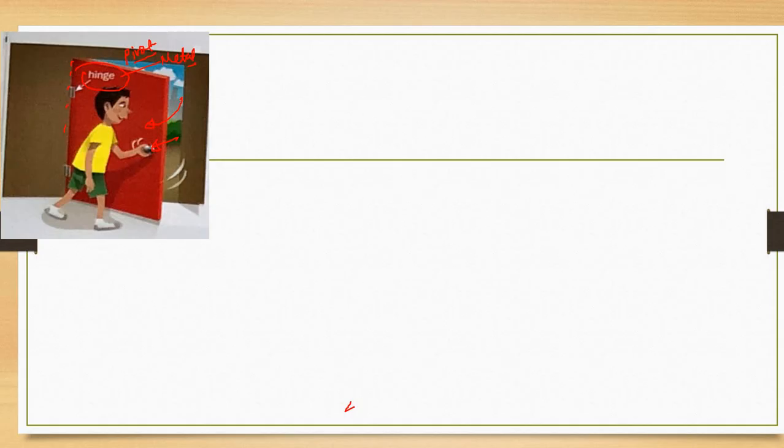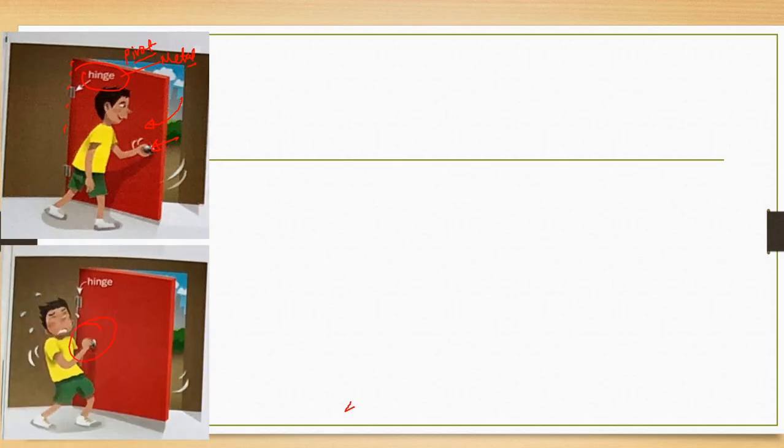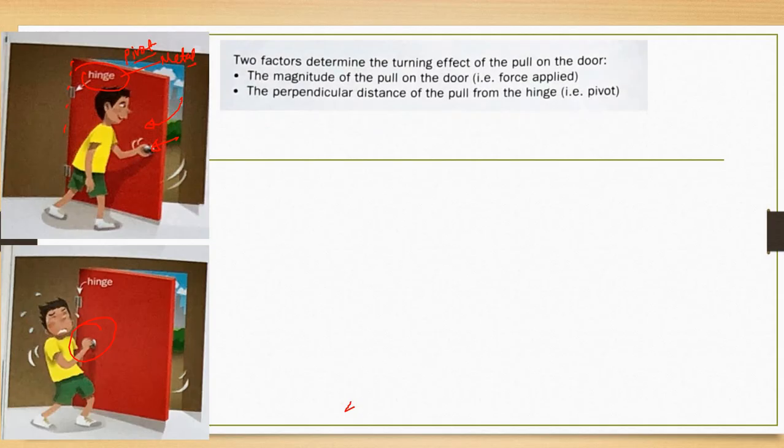Now the knob is always here. We never put the door knob here. Imagine that if the knob were here, it would be very difficult to open the door, isn't it? So basically this is called the turning effect of the force. The turning effect means how the door will turn at the hinge depends on two things. The first is the magnitude of the pull on the door, like how much you're pushing, the force applied, and second, the perpendicular distance of the pull from the hinge.